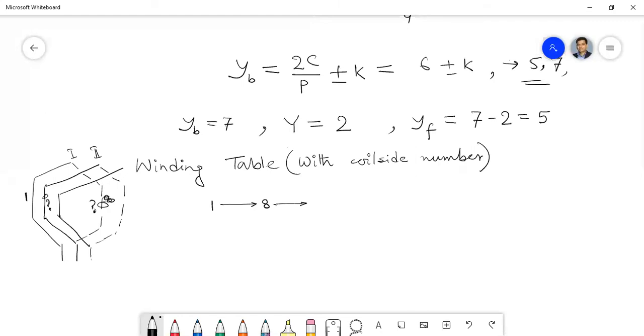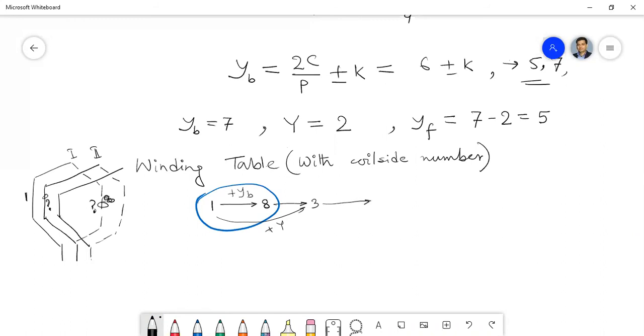So this is the whole coil, isn't it? Okay. So the next coil will start. Between two coils, what is the difference? Difference is winding pitch. So 1, 2 plus Y. Plus Y means plus 2, so it will be 3. This to this is back pitch, and this is front pitch.